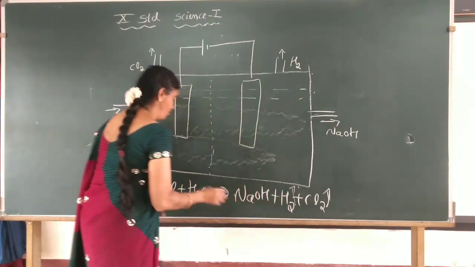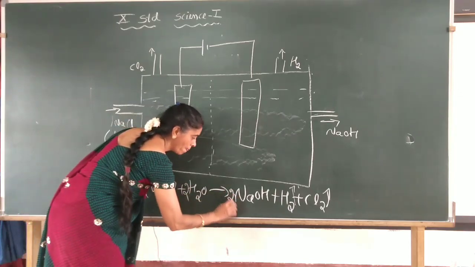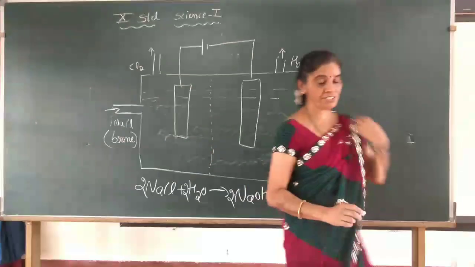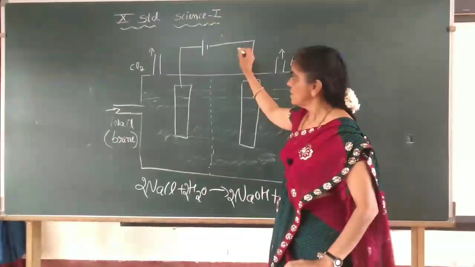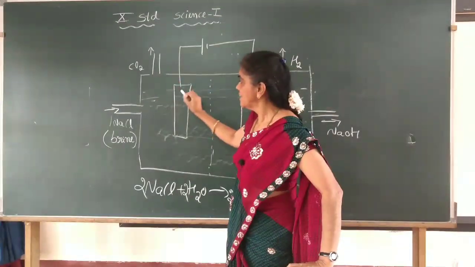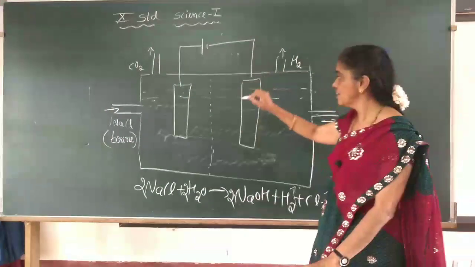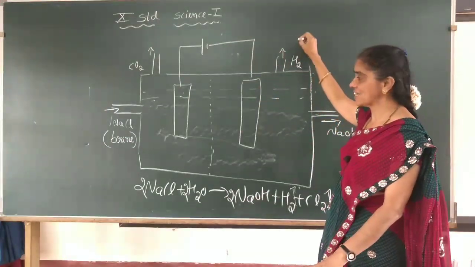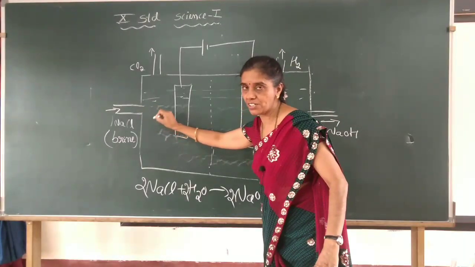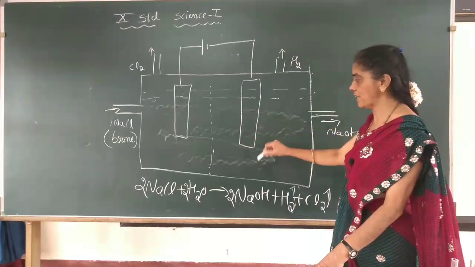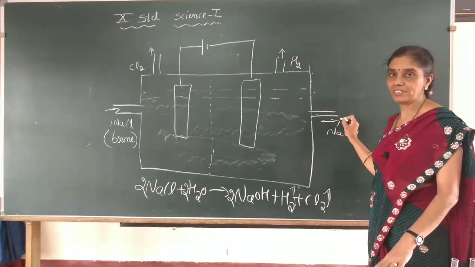You have to balance it, children. This is the reaction that takes place, and here at the anode chlorine gas is liberated, and at the cathode hydrogen gas is liberated. They will pass the sodium chloride solution, the brine, and when the reaction takes place, the sodium hydroxide produced will come out from this end.